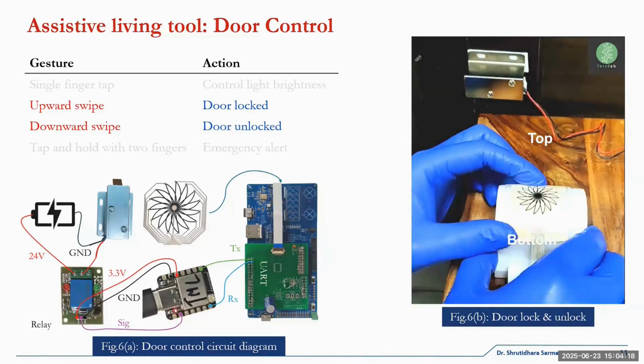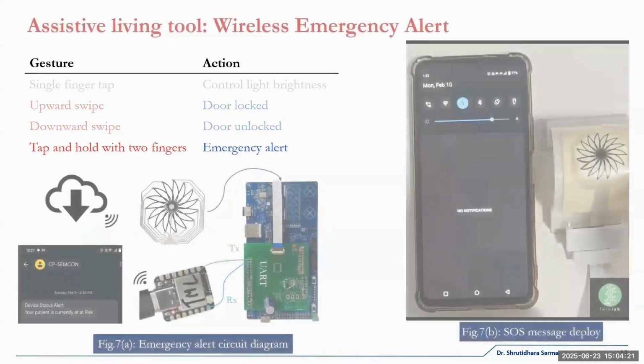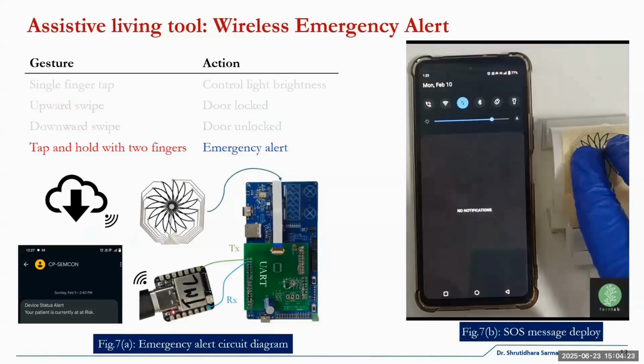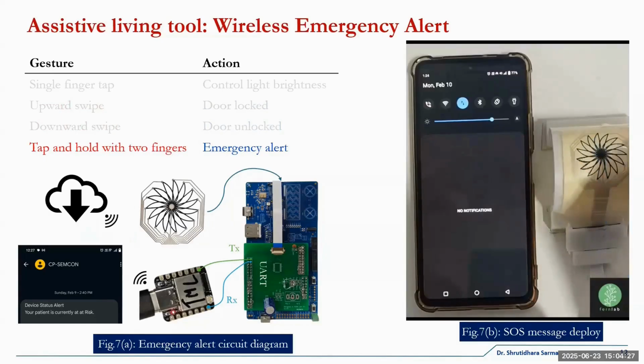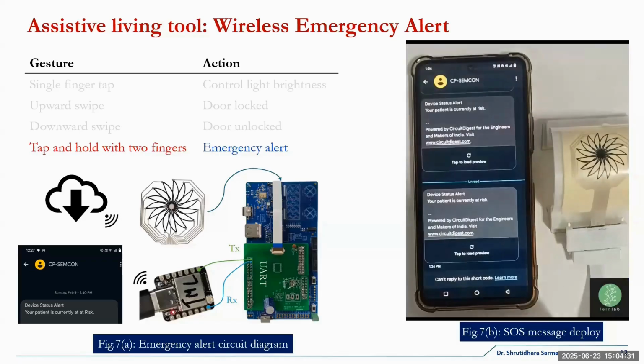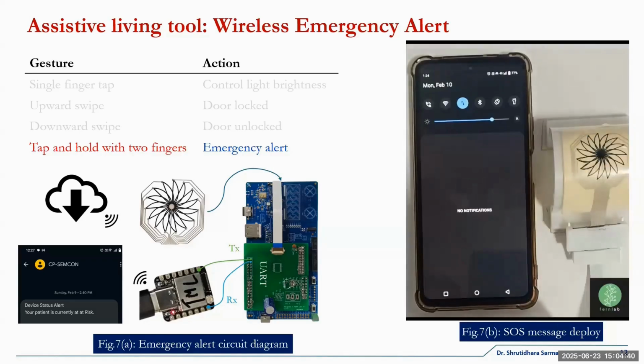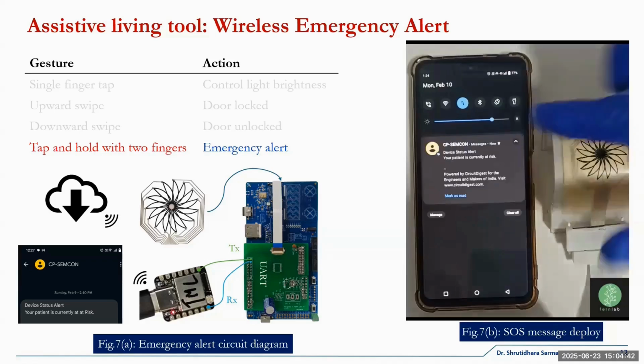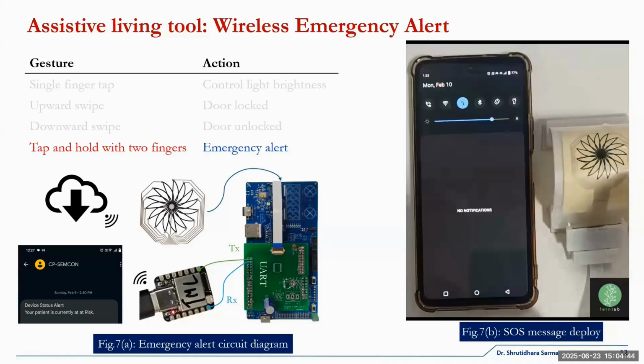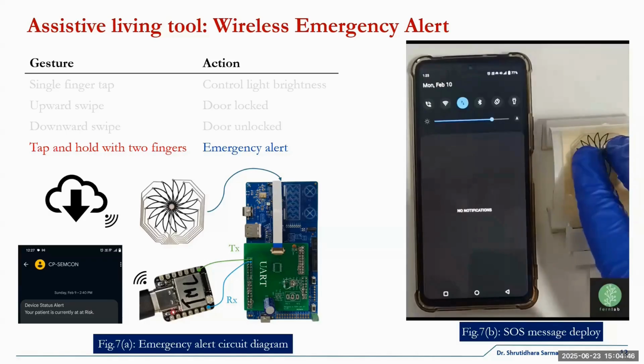The third one is this wireless emergency alert. Here, if you tap and hold with 2 fingers anywhere on the patch, then what happens is this is connected to the internet using the mobile hotspot, and we have already stored the emergency mobile number and the message. Maybe let's say the message is like the patient requires help. If the person just taps and holds with 2 fingers, then it will directly send an emergency alert.